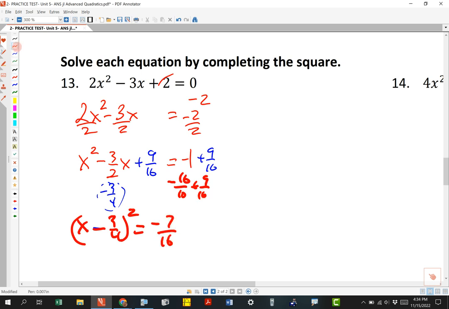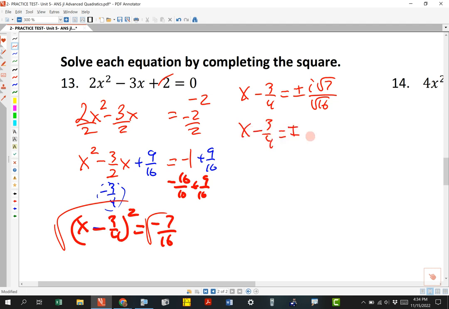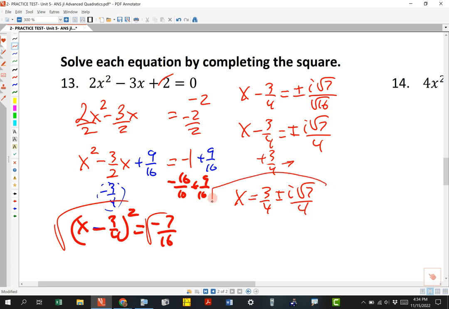And then I'm going to take the square root of both sides, and here's what I get. x minus 3/4 equals plus or minus i on the top and a square root of 7, and then a square root of 16 on the bottom. So this is x minus 3/4 equals plus or minus i radical 7 over 4. So we've got a common denominator at least, that's nice. So I'm going to move this over by adding 3/4 on both sides. So this is going to be x equals 3/4 plus or minus i radical 7 over 4. If you want to leave it like that, I suppose that would be okay.